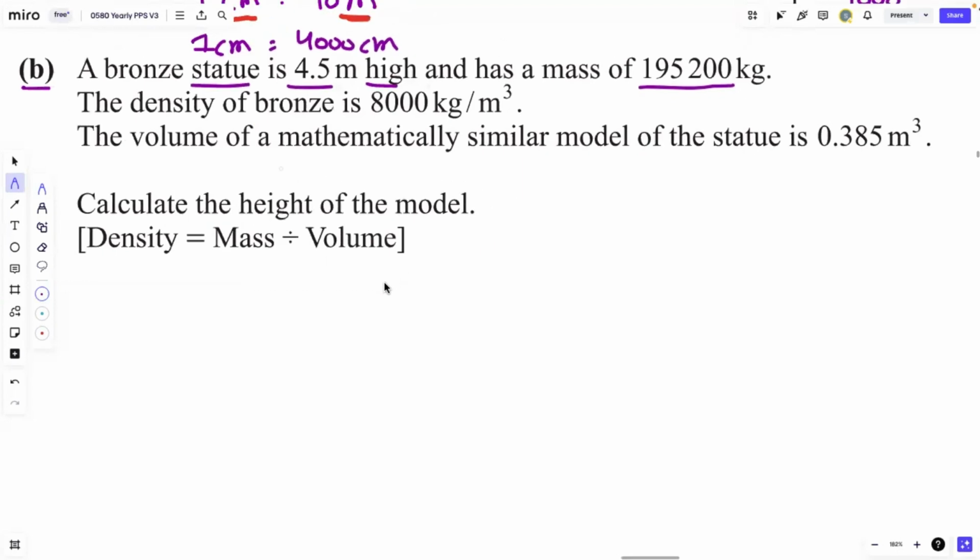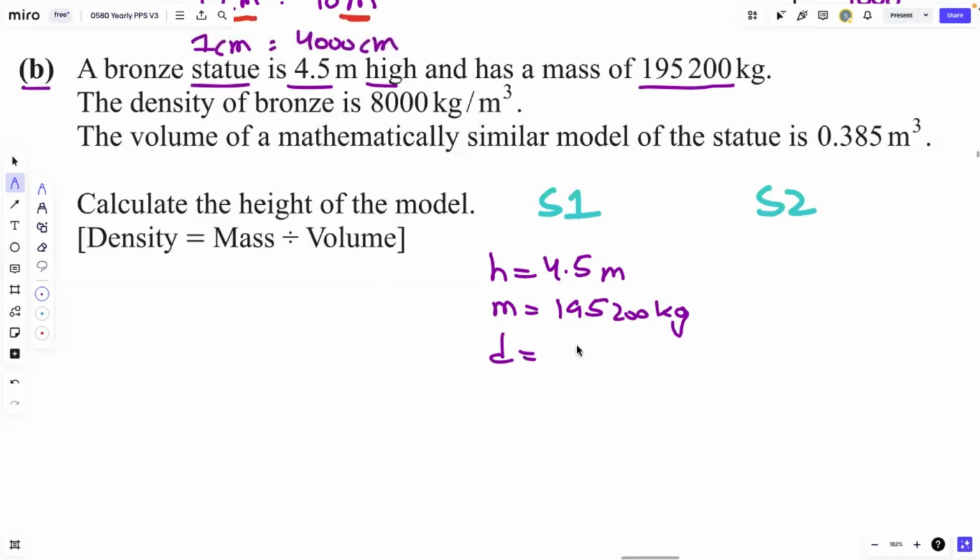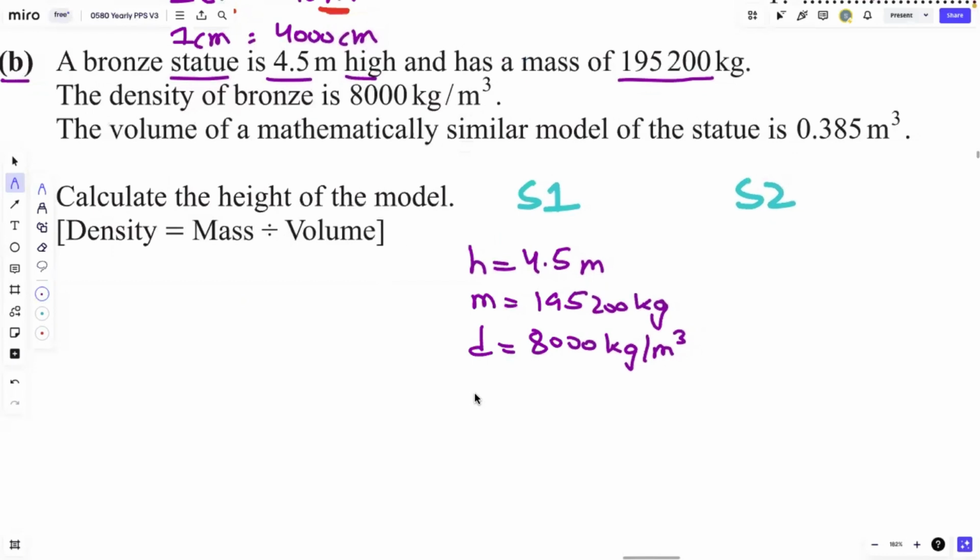So the best way to do this is to first understand the information in a nice and easy way. Let's just call it statue 1 and let's call this statue 2. And what do we know so far? For statue 1, we know that high would mean height. So that height is 4.5 meter, mass is 195,200 kg, and density we know is actually 8,000 kilograms per meter cube. Do we know the volume? No, we do not know the volume of statue 1.